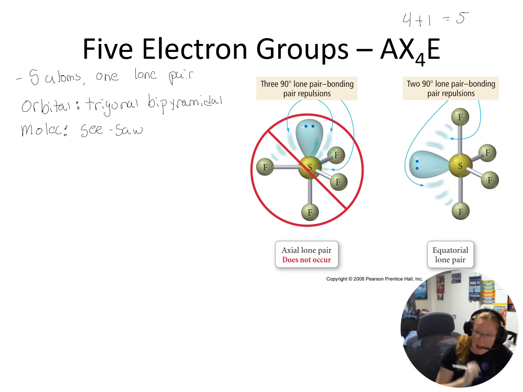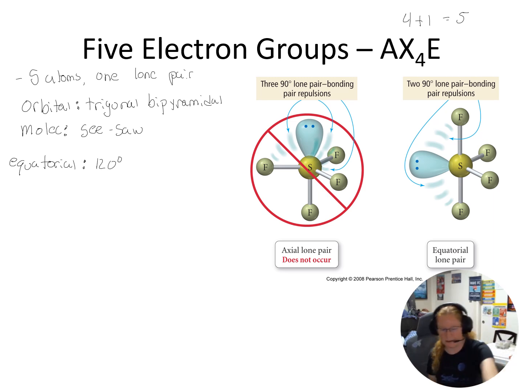All right, and so what happens here with our bond angles is that our equatorial is still 120, okay? Because what's happening here, and this is why it has to be equatorial, is if you look at the picture here where it says axial lone pair does not occur. Because if we were to get something axial, it would push down on all 3 things on the equator.